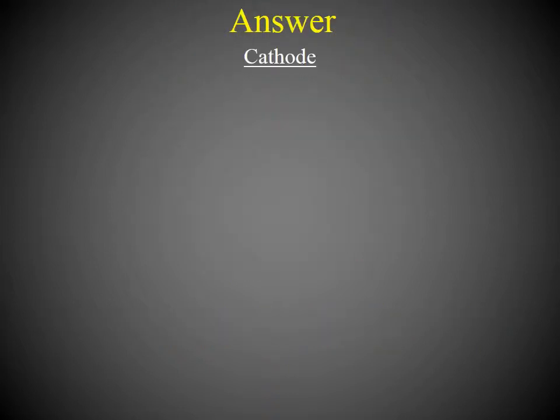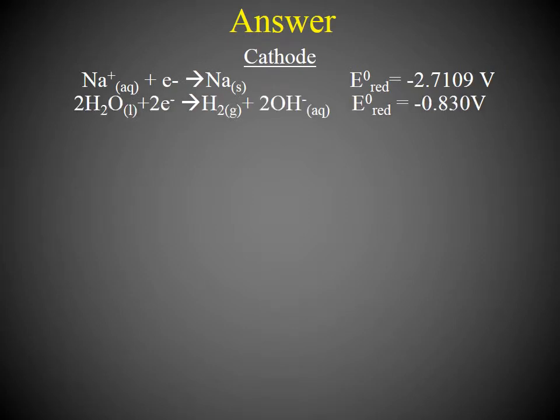So here are the answers. Well, at the cathode, the sodium ion could be reduced to sodium, or water could be reduced to hydrogen. Well, which one do you think will occur? Well, water definitely is going to be reduced to hydrogen, and that'll make the solution more basic. That was the clue.